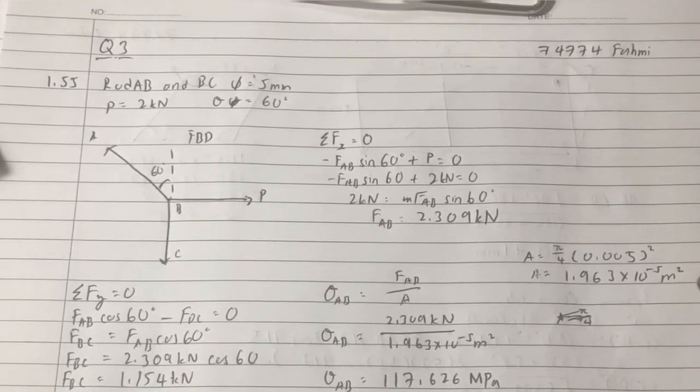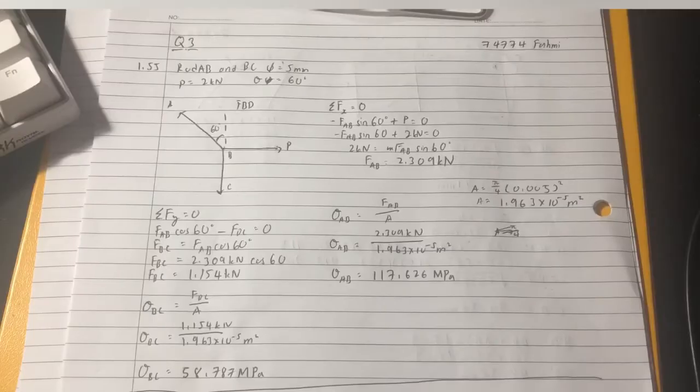We can go straight to find the average normal stress by using the normal stress equation, which is force over area. We simply put force AB and force BC and the area into the equation. This is the solution: the normal stress for rod AB is 117.626 MPa, and the normal stress for rod BC is 58.787 MPa. So this is the answer for determining the average normal stress in rod AB and rod BC.